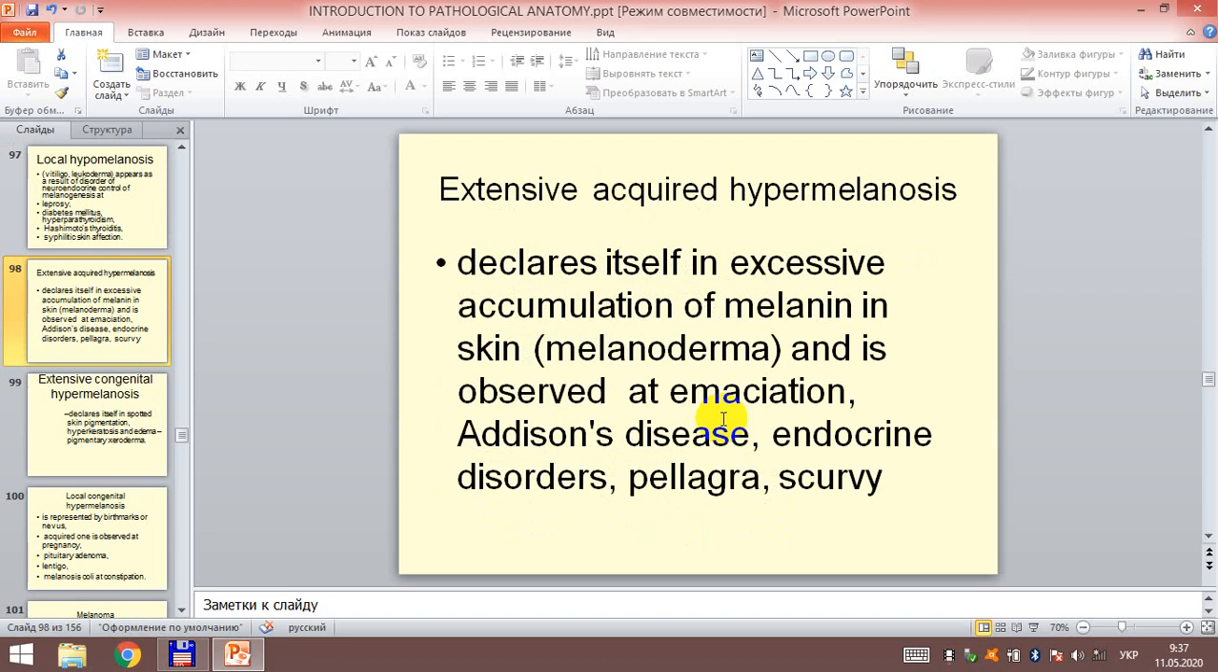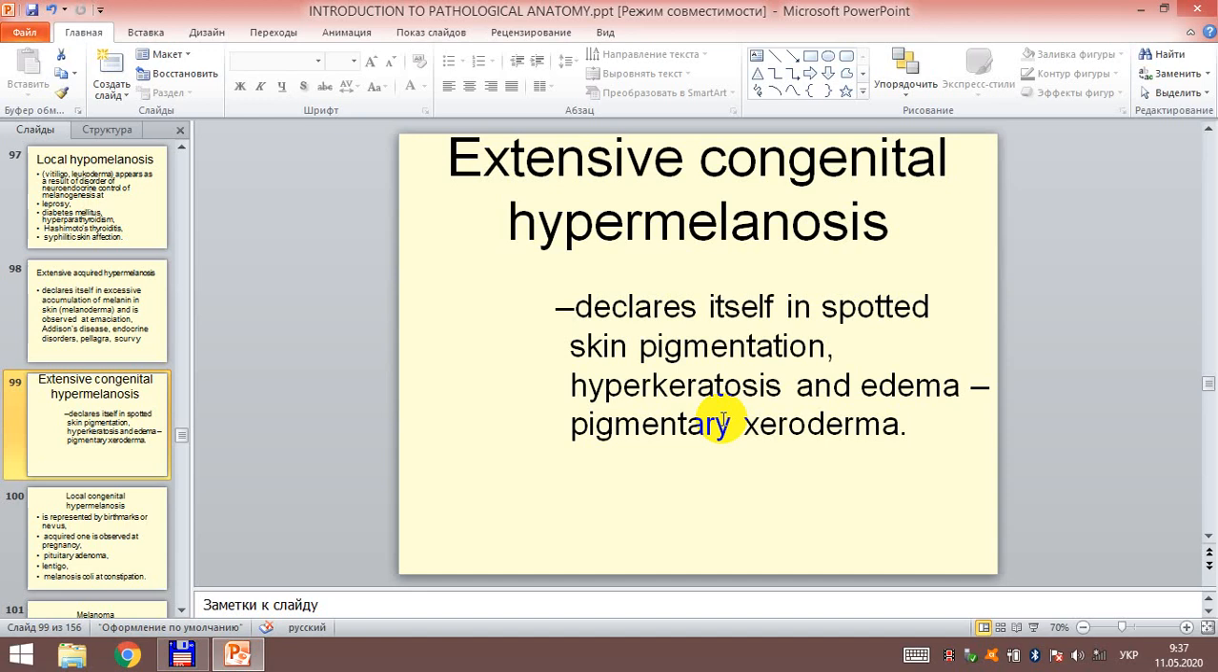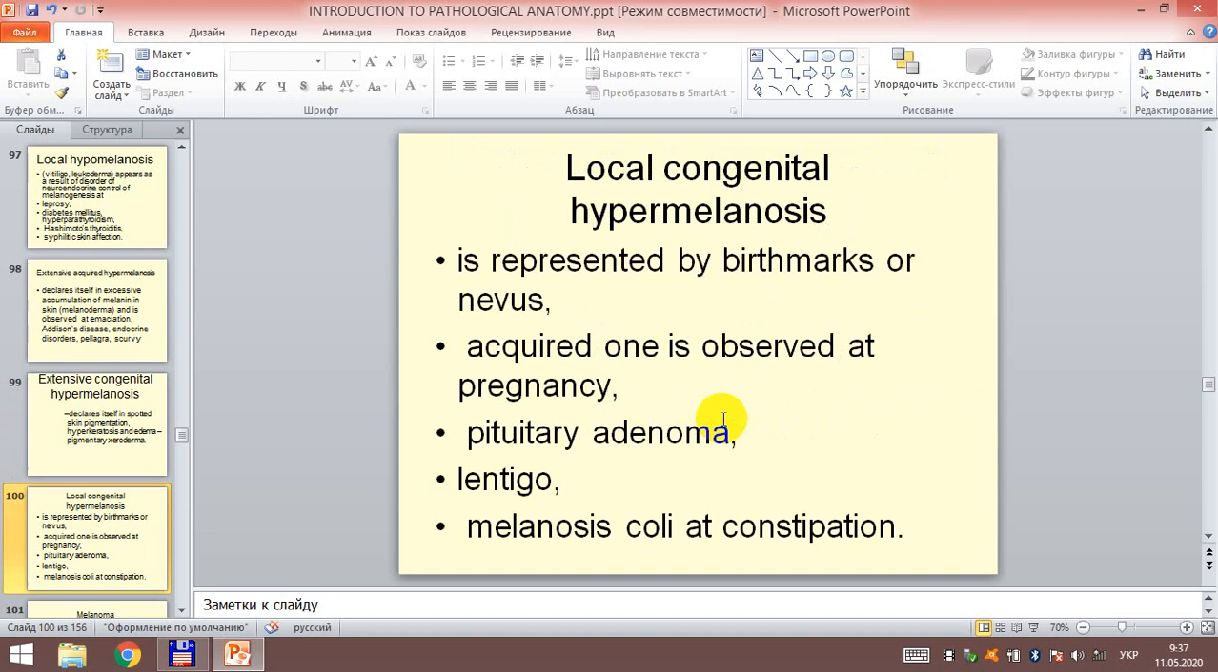Excessive acquired hypermelanosis declares itself in excessive accumulation of melanin in skin, melanoderma, and it's observed at emaciation, Addison's disease, endocrine disorders, pellagra, scurvy. Excessive congenital hypermelanosis declares itself in spotted skin pigmentation, hyperkeratosis, and pigmentary xeroderma. Local congenital hypermelanosis is represented by birthmarks or nevi. Acquired one is observed at pregnancy, pituitary adenoma, lentigo, melanosis coli, and constipation.